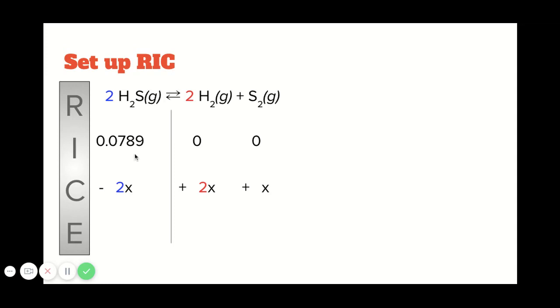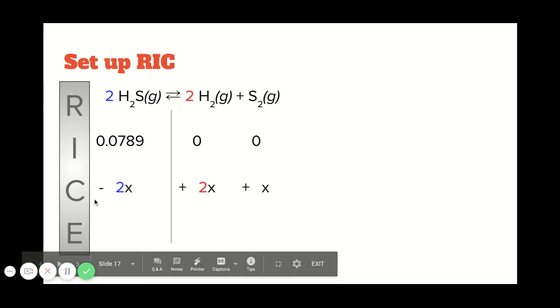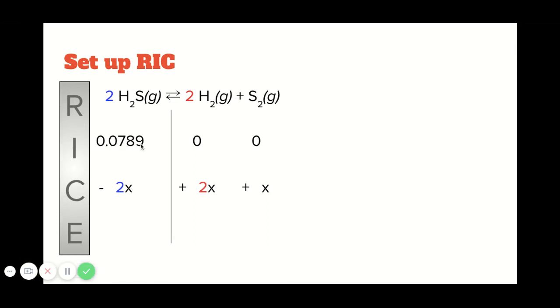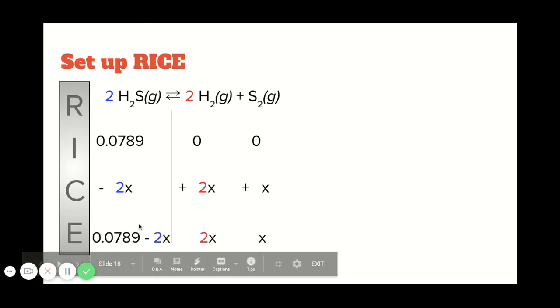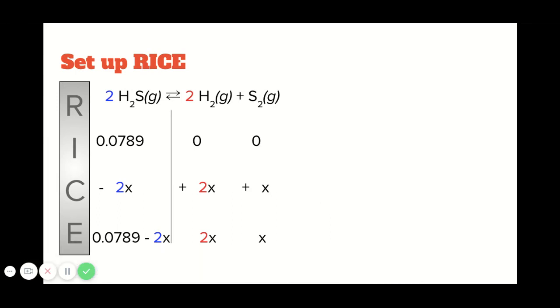So now I'm going to put these together. Initial conditions plus the change make the equilibrium conditions. So you just write out 0.0789 plus negative 2x, or 0.0789 minus 2x. 0 plus 2x, 2x, x. Those are the equilibrium conditions of the three compounds.